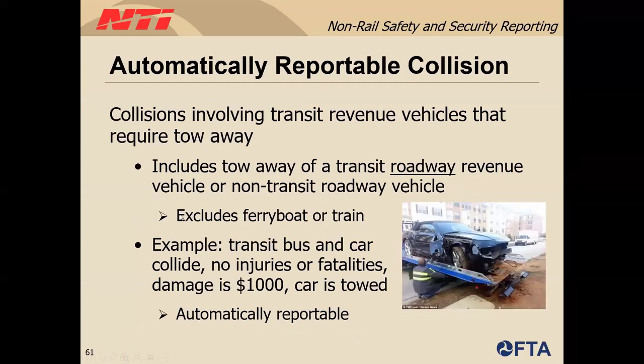If there is a collision involving a transit roadway revenue vehicle, which results in either the transit revenue vehicle or non-transit vehicle being towed, the event is automatically reportable regardless of any other threshold. This is limited to roadway vehicles and therefore excludes ferry boats and trains. For example, a transit bus and a car collide, there are no injuries or fatalities, and property damage is only $1,000. But the car is towed from the scene due to disabling damage, the event is reportable. The tow-away is not based on the severity of the damage.